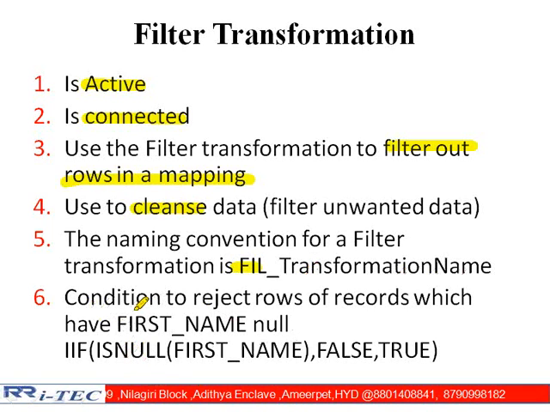What is the example? Condition to reject rows of records which have first name as null. When our first name is null, we are thinking there is dirty data. I don't want that data. Then what we can do is what we are trying to do here.